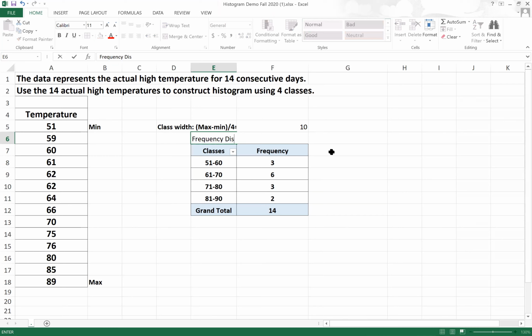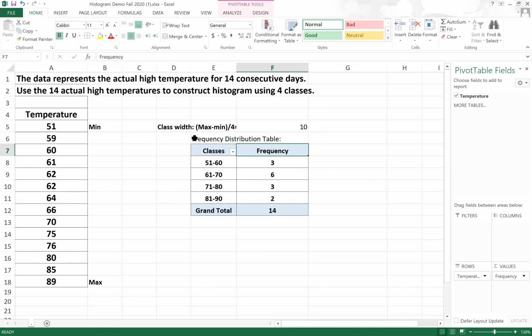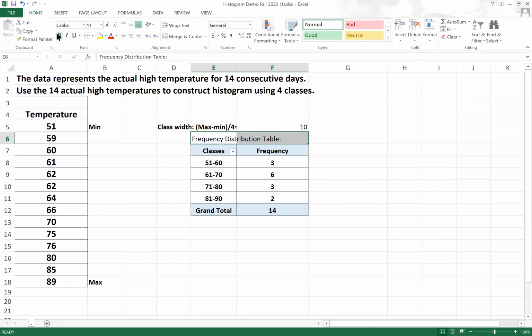Can you please slow down? I'm sorry. Can you please slow down? Slow down. Sure. Yeah. So this is a frequency distribution table. I'm just trying to give you the sense of what we are doing here.